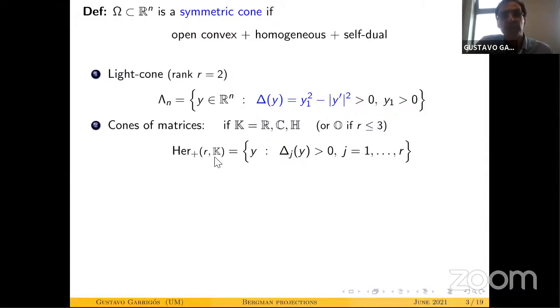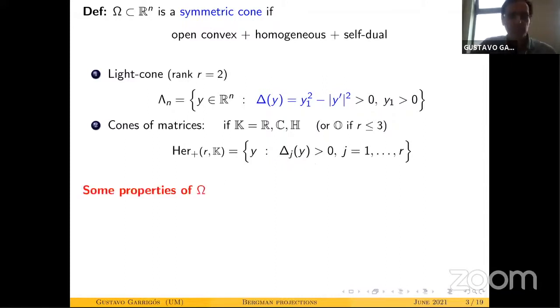you can think about symmetric cones, and then these objects here are just the principal minors of the determinants, which delta 1 would be the first corner, delta 2 is the 2x2 matrix, and then the principal minor from there, and then delta r is the full determinant of the matrix, right? So the positive definite matrices are characterized by the principal determinants being positive, and this is one possible description of these cones.